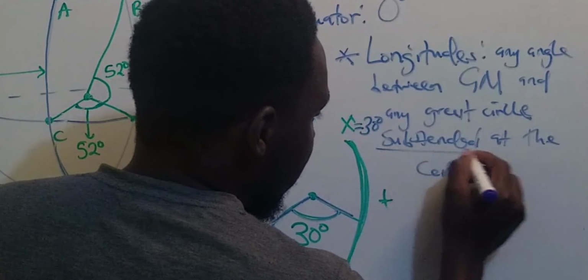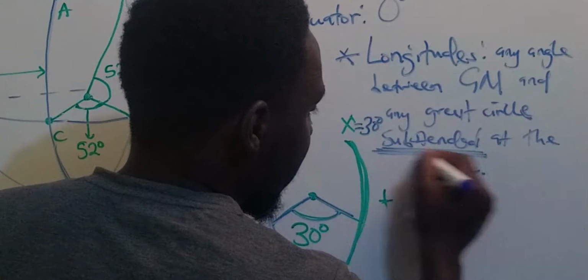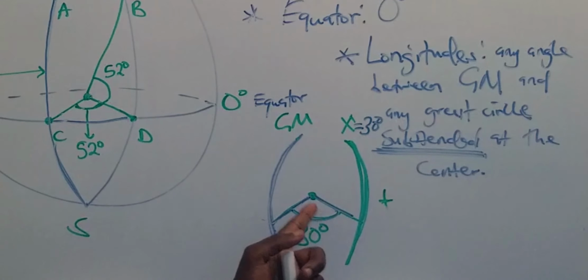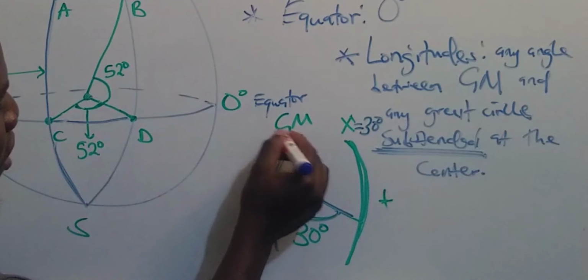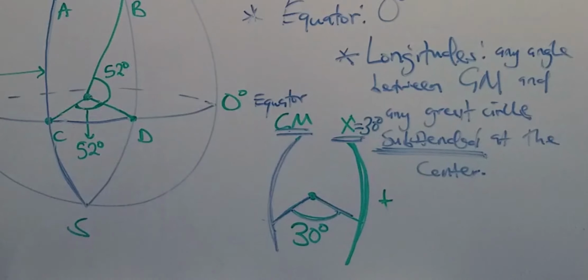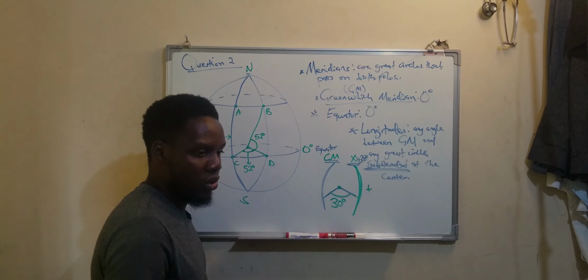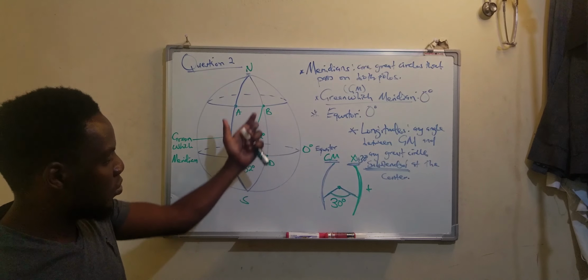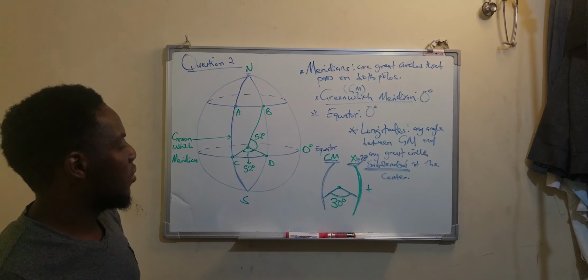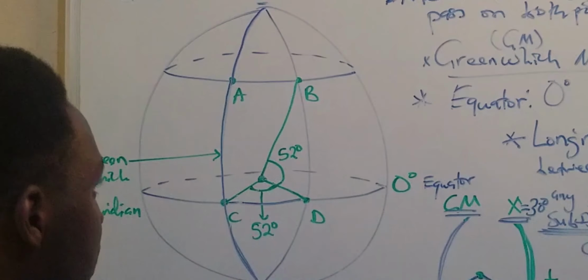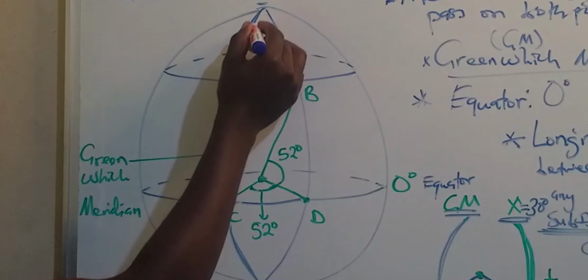So what we mean is that the angle is subtended here. Subtended means formed at a particular point. The angle that is formed at the center between the Greenwich meridian and the longitude you're talking about will actually be the same value for that particular longitude. So my point here is that when you have been given such a model, for you to get the value of the longitudes, you first have to locate the Greenwich meridian. In this case, my Greenwich meridian is here.